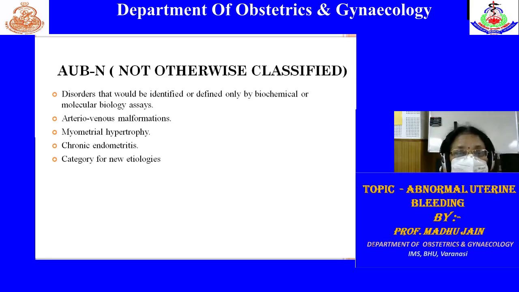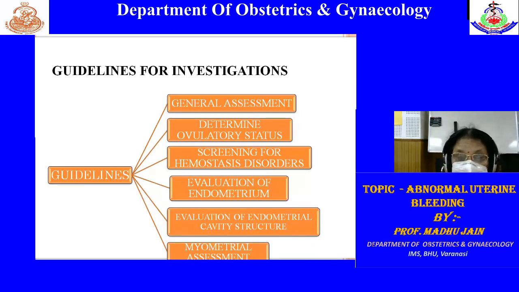Then comes AUB-N, not otherwise classified. This comes under this heading. Two things are very important: AV malformation and endometritis, or any other new type may come under this category. Disorders should be defined only by biochemical or molecular biology studies, some receptor deficiency. These two are the most common under this category: chronic endometritis and arteriovenous malformation. AV malformation is diagnosed by TVS and color Doppler, and endometritis by histopathology when you take the tissue.